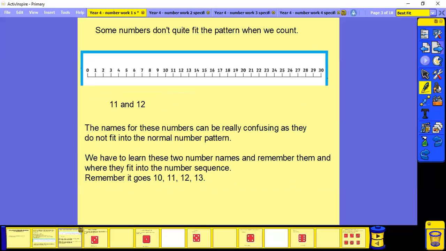So some numbers don't quite fit the pattern when we count. And two of those numbers are number 11 and number 12. The names for these numbers can be really confusing as they do not fit into the normal pattern. So we just have to learn these two numbers from memory, and we have to remember where they fit into the number sequence. So if we look, we go number 10, then it's number 11, then number 12 and number 13. So they sit in between 10 and 13.